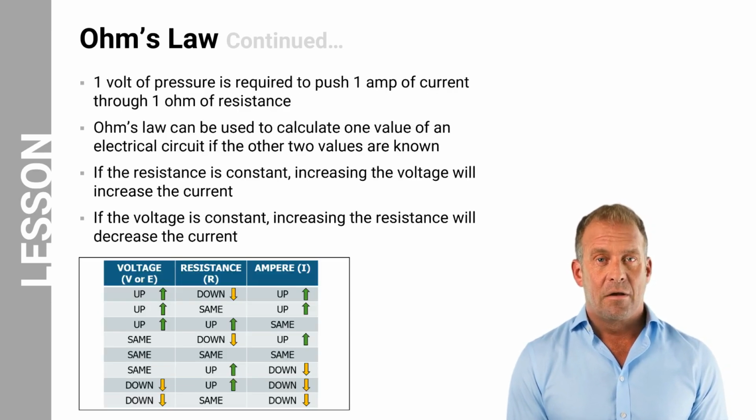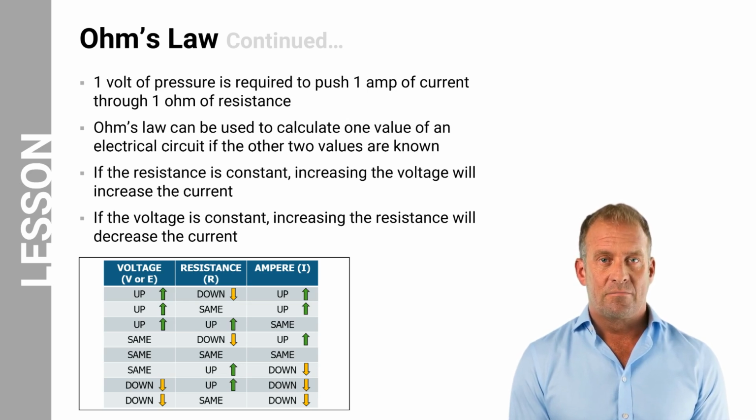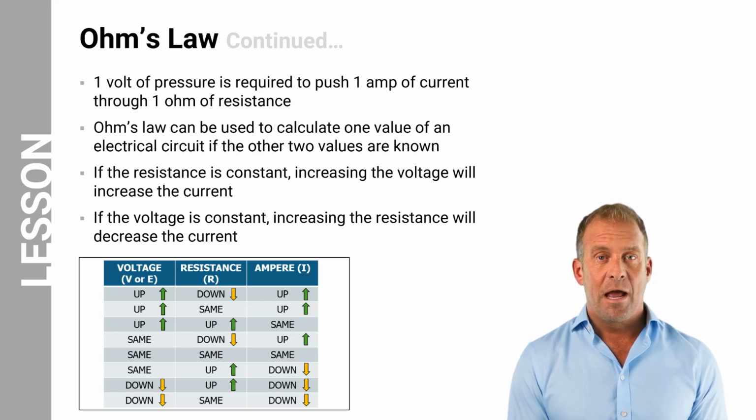Let us take a detailed look at the relationship between voltage, current, and resistance. According to Ohm's law, 1 volt of pressure is needed to drive 1 ampere of current through 1 ohm of resistance. Ohm's law provides a versatile tool for calculating one value of an electrical circuit if the other two are known. For instance, if we know the voltage V and resistance R in a circuit, we can easily calculate the current I using the formula I equals V divided by R.